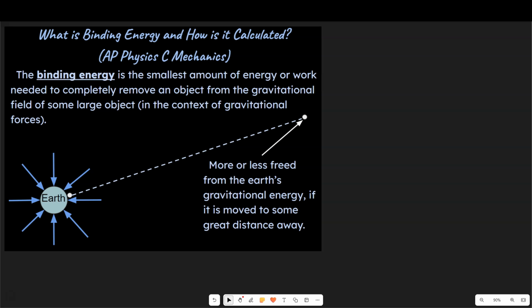Hey, welcome back. Today we're going to be talking about what binding energy is and how it's calculated for AP Physics C mechanics problems. So first of all, let's talk about binding energy. It's the amount of energy that it would take to remove an object from the gravitational field of some larger object in the context of gravitational forces.